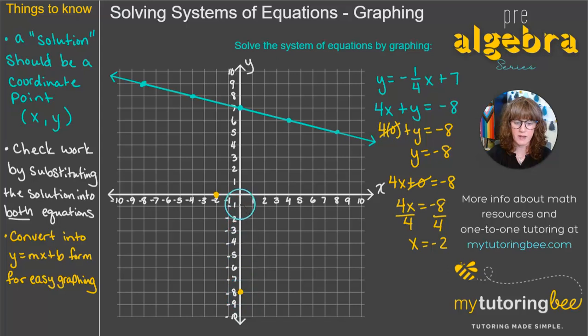So from -8 up to 0, it's going to be 8, a rise of 8, and then a run of -2. So my slope for this graph is -8/2 or -4.